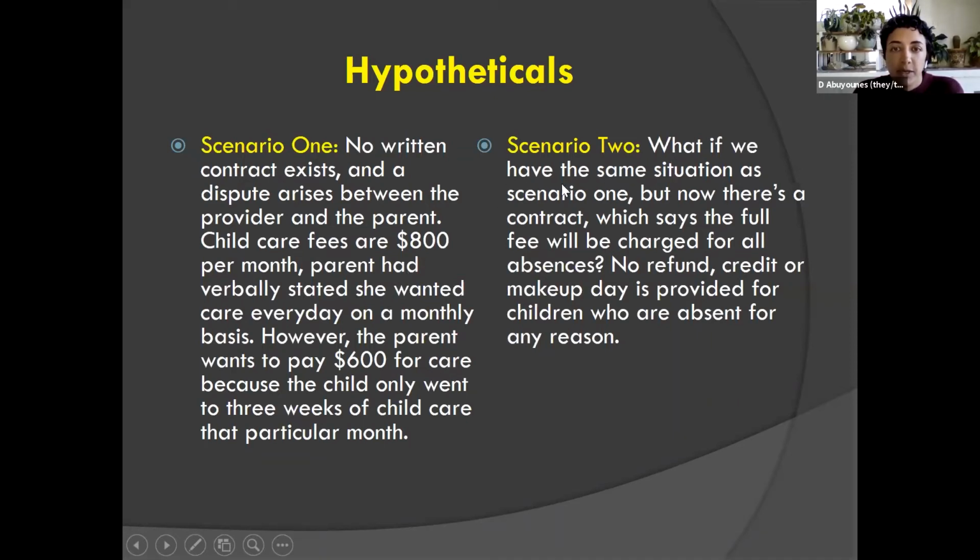In scenario 2, what if we have the same situation as scenario 1, but now there's a contract which says the full fee will be charged for all absences. No refund, credit, or makeup day is provided for children who are absent for any reason.